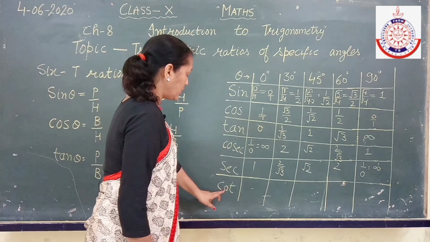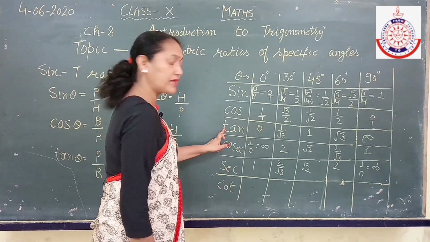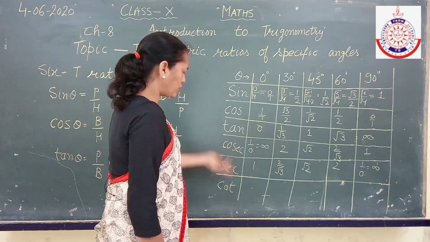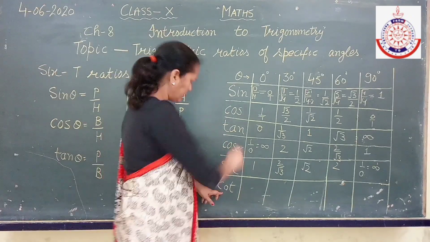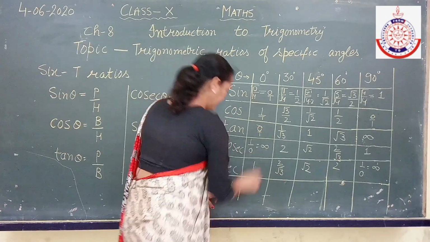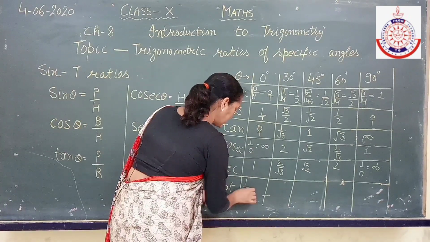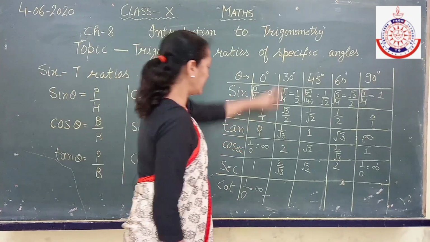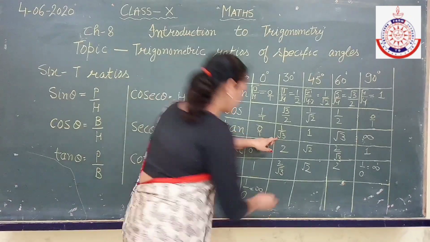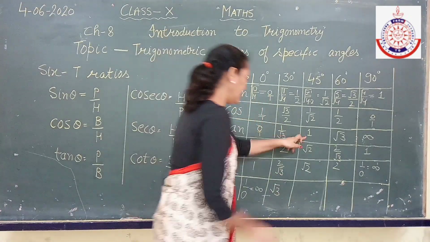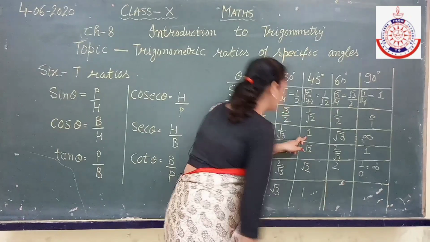Now the last one, cotangent. Cotangent is the reciprocal of tangent, or you can also get it through cosecant and secant. Let's do it through tangent only. Tangent 0 is 0, so 0 upon 1 means the reciprocal will be 1 upon 0, infinity. Then tangent 30 is 1 upon √3, so the reciprocal would be √3. Tangent 45 is 1, the reciprocal will be 1 only.